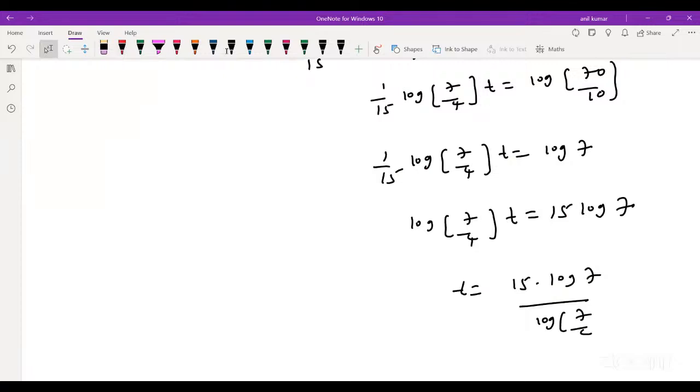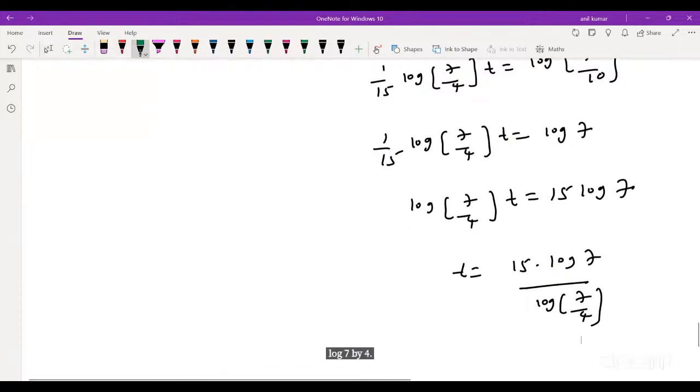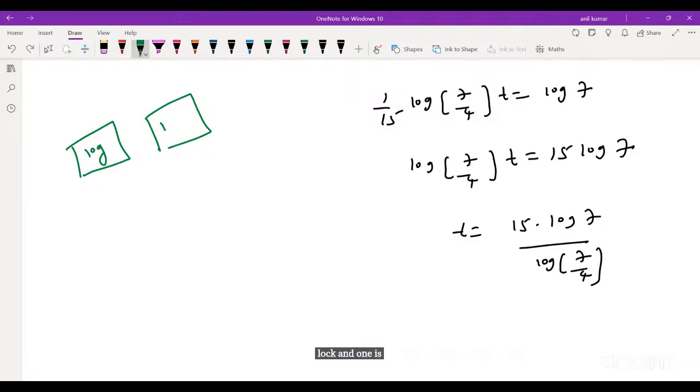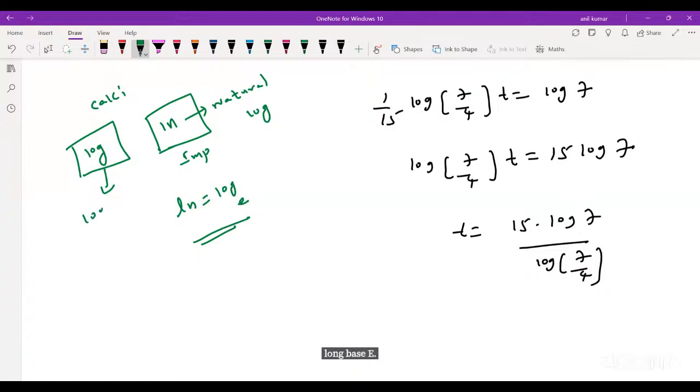Log 7 by 4. Dear students, when you have a scientific calculator, you have two functions. I think in the third row, the last two options are log and ln. This is important. Yes. ln is nothing but log base e, the natural logarithm. On the scientific calculator, ln means natural log, log base e. This is log base 10.